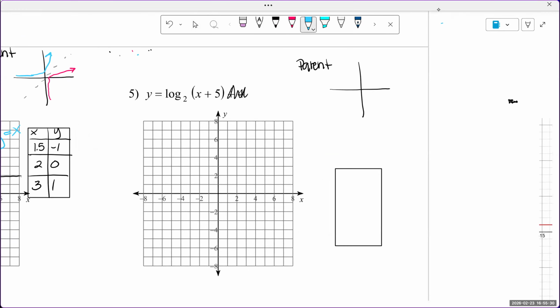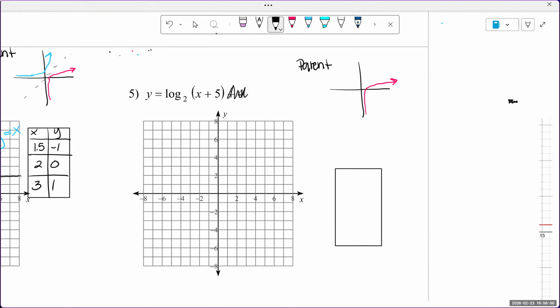Number 5, we know it's a log graph. An exponential would follow the negative x-axis, cross the y-axis, and curve up. A log is going to follow the negative y-axis, cross the x-axis, and curve to the right. Now, there will be shifting, but that's the parent graph. So we are looking for the red one.